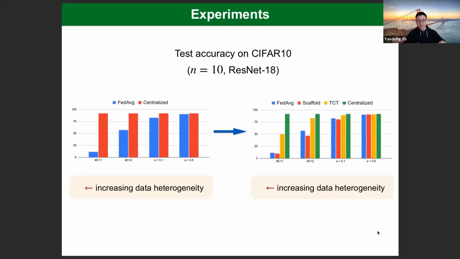So recall that as we saw earlier, if we increase the data heterogeneity, federated averaging and SCAFFOLD suffer from this data heterogeneity issue. By switching this to TCT, except for the very pathological case, we can close the gap a lot, or approach the centralized baseline a lot by using TCT. Also to note that the number of communication rounds here is 200 for all the methods.